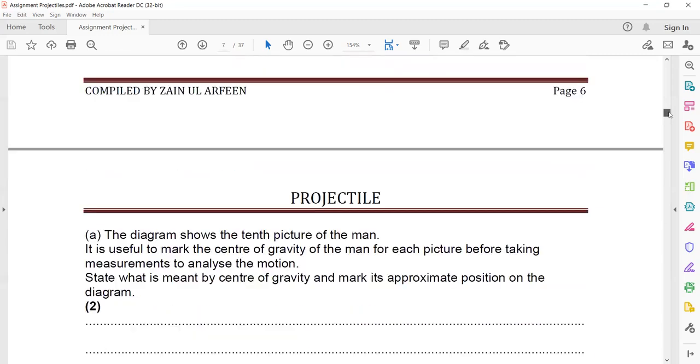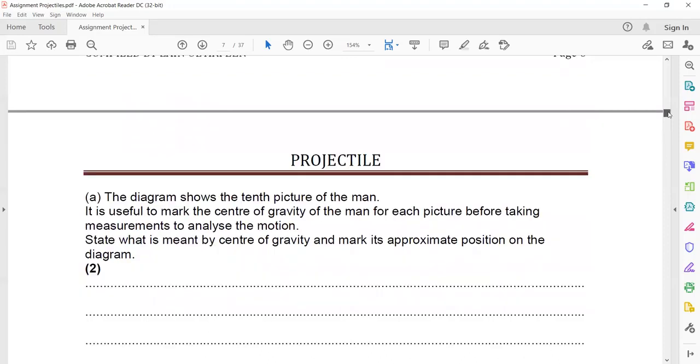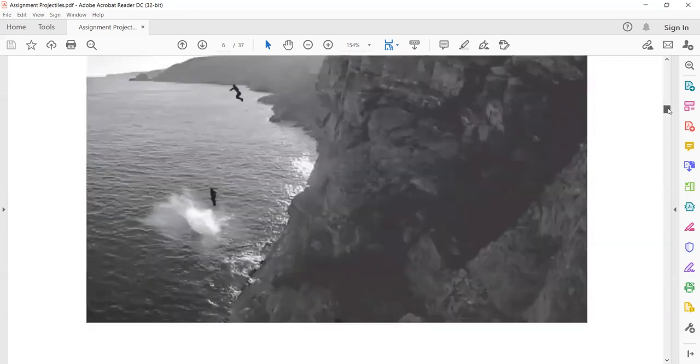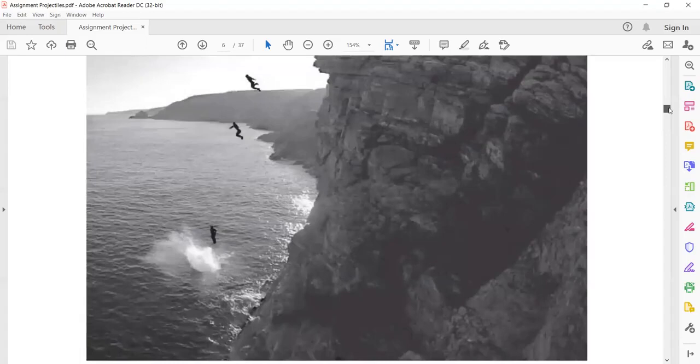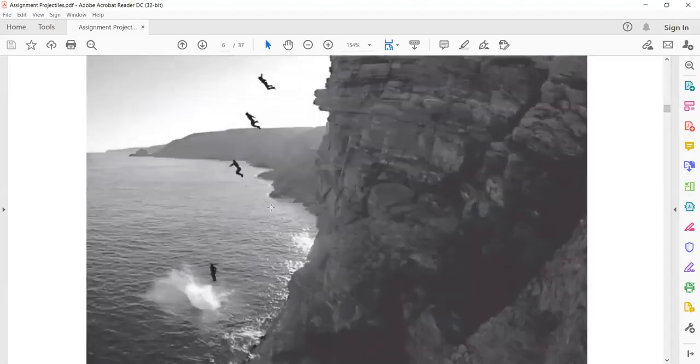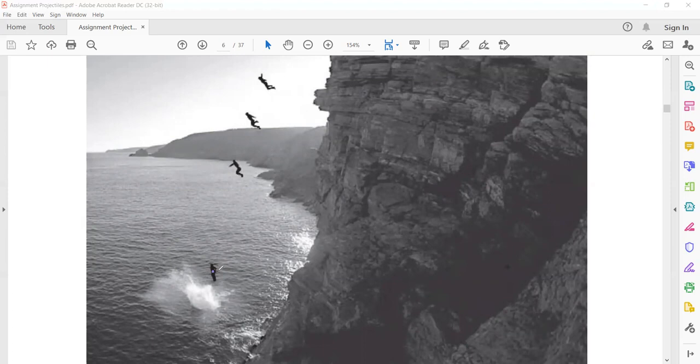The diagram shows the 10th picture of the man. It is useful to mark the center of gravity of the man for each picture before taking the measurements. State what is meant by center of gravity and mark the appropriate position. So what is the center of gravity? Center of gravity is the point where the whole weight of an object acts. So this will be the position where the center of gravity acts on the person.